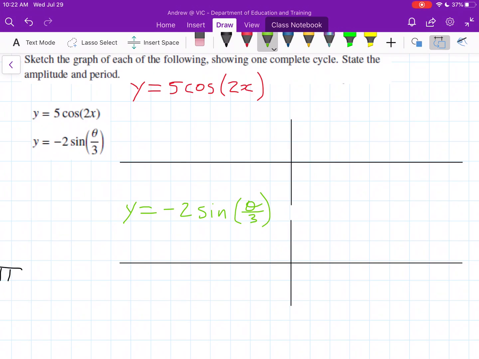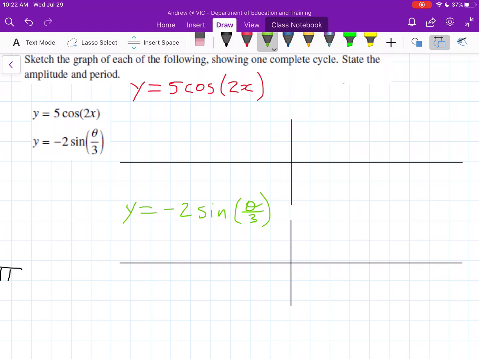G'day everyone, so in this video we're going to be looking at sketching trigonometric functions. Just a heads up, forgive my drawing and sketching yet again. Sketch is just about being as accurate as you can. So first we'll look at this.